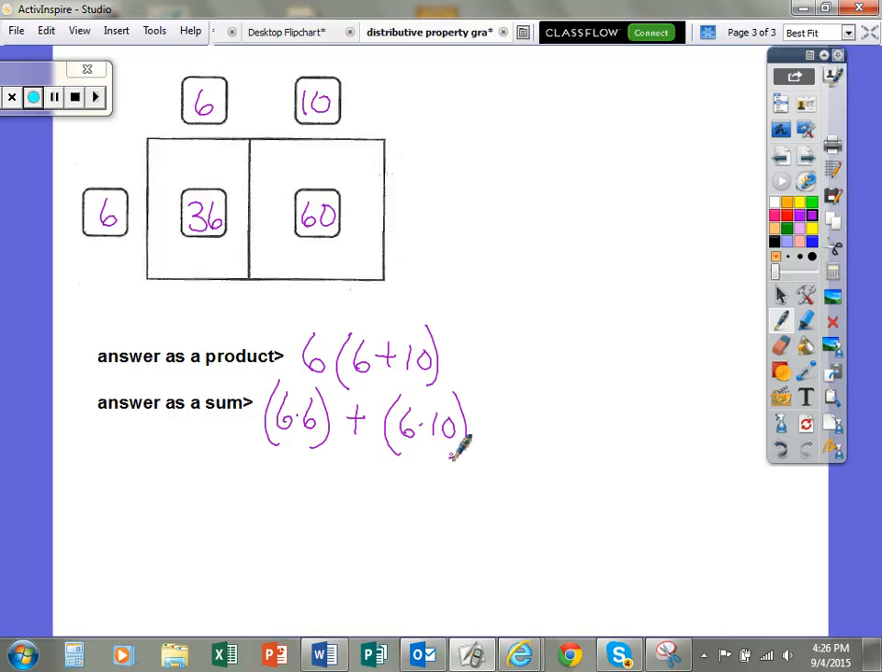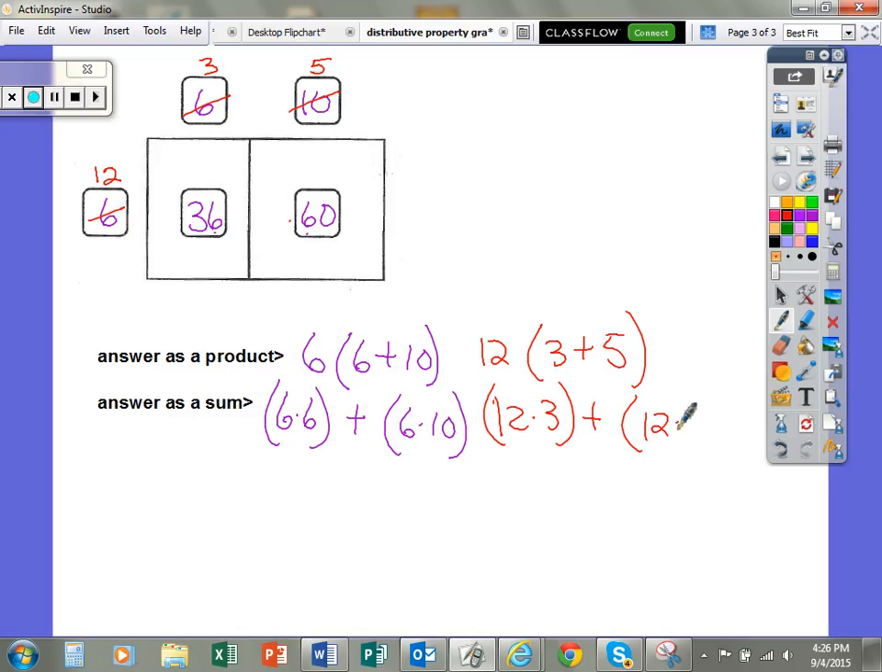Is there a number that is larger that could have gone into 36 and 60? I could have also used the number 12. In that case, 12 into 36 is 3, and 12 into 60 is 5. That answer as a product would be 12 times the parentheses of 3 plus 5, or 12 times 3 plus 12 times 5.